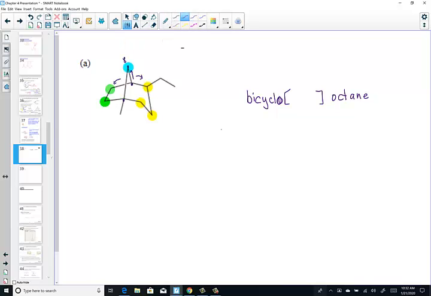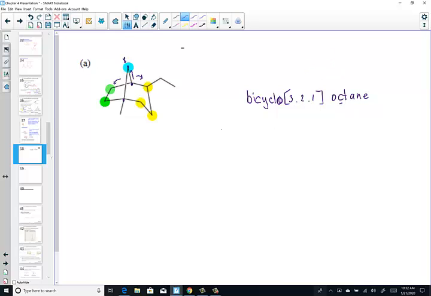So we order largest number first. There's 3 carbons separating the two bridgeheads when I went to the right pathway. When I used the left pathway, there were 2 carbons separating the two bridgeheads. And finally, when I went up, there was 1 carbon that separated the two bridgeheads. The total sum of the numbers in the brackets should be 2 less than the root word. So there's 6. 3 plus 2 plus 1 is 6. That leaves me the two bridgeheads from octane. So we have counted correctly.